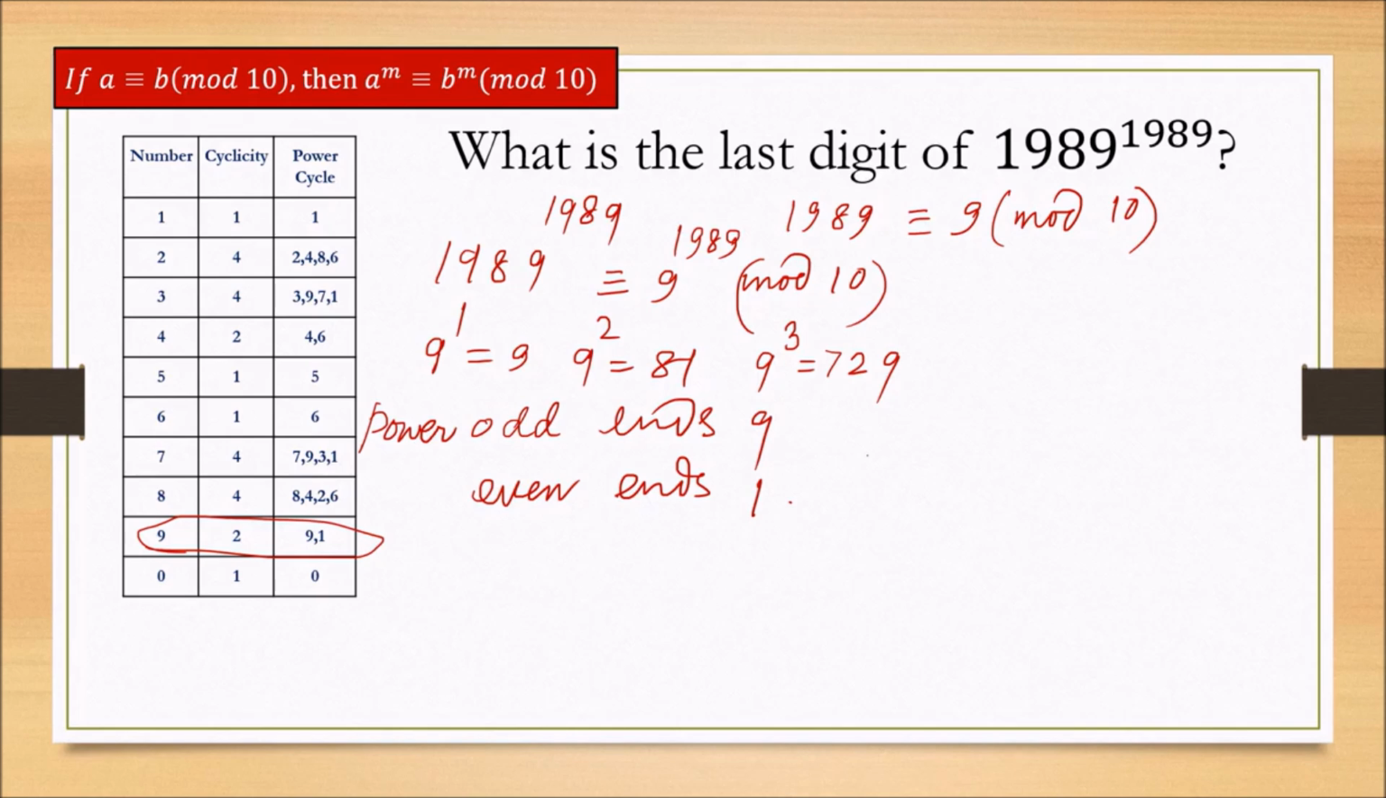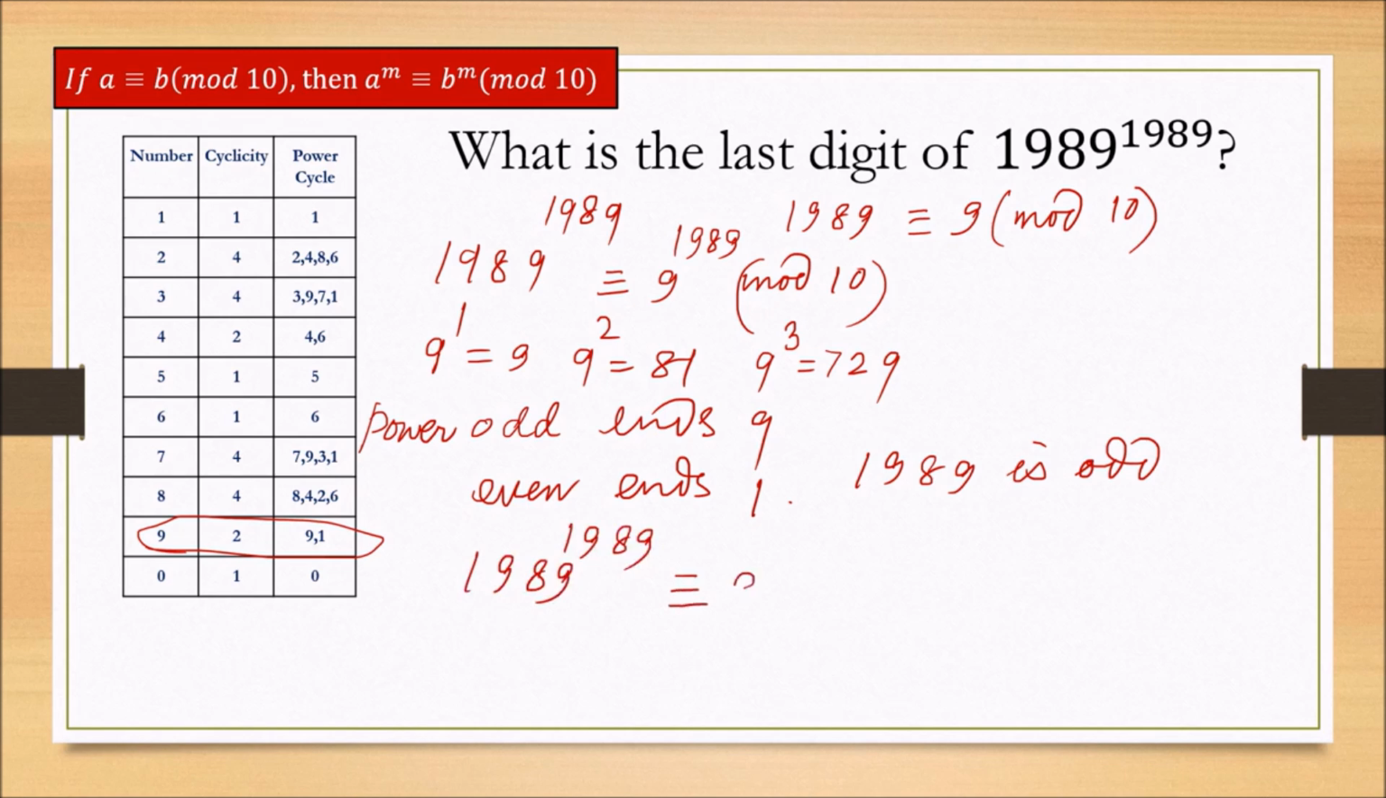So 1989 is an odd number. So this ends in 9, odd number ends in 9. So 1989 to the power 1989 is congruent to 9 modulo 10. So 9 is the unit place digit.